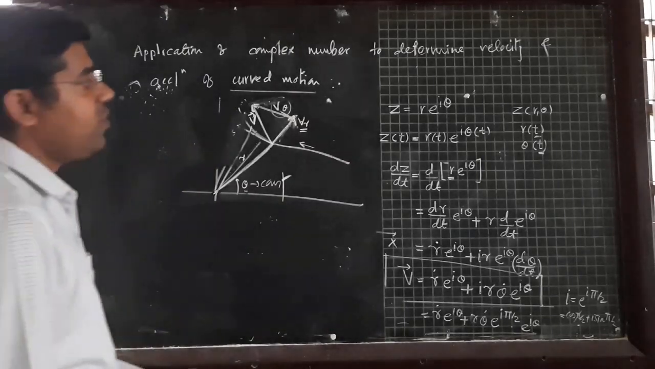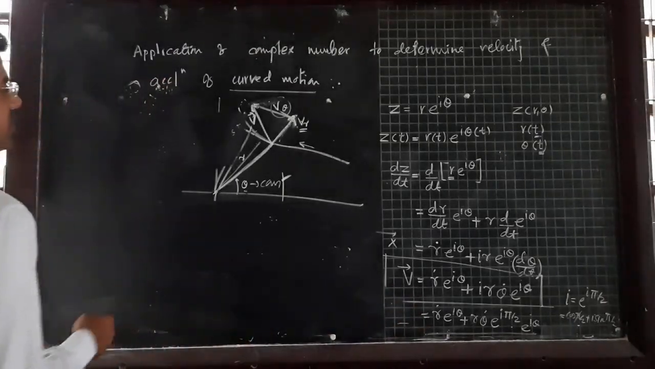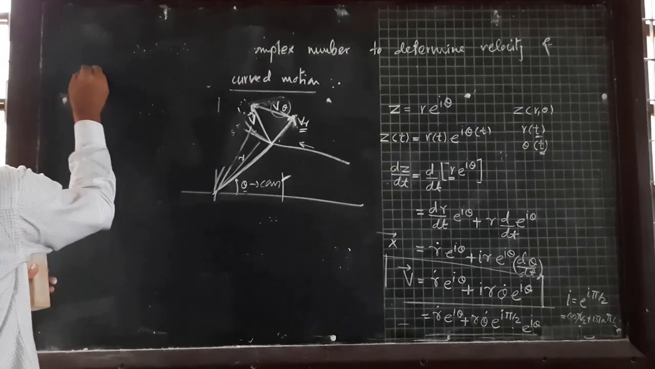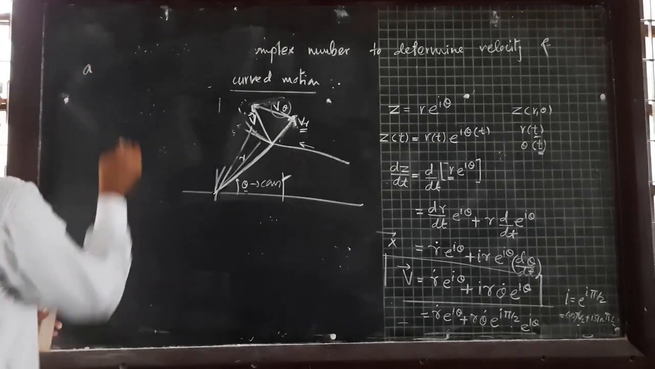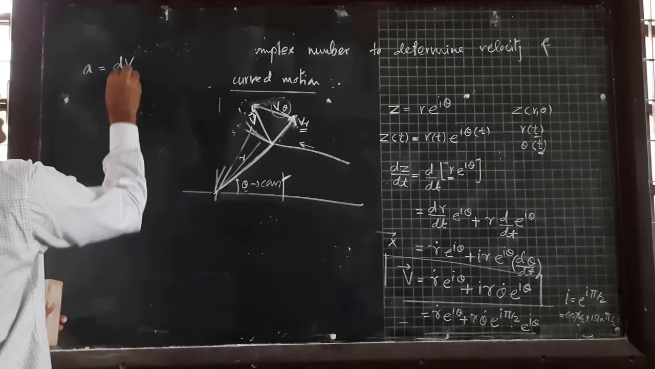Acceleration is nothing but what? The rate of change of velocity component. So here is my acceleration. Okay. So that we can write what? dv by dt.